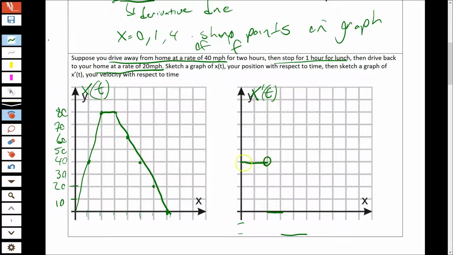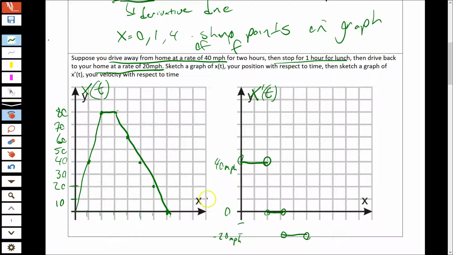And we're going to do the same thing we did before. We're going to do open circles at the end to represent that the derivative does not exist at these sharp points. We have 40 miles per hour, 0, and then negative 20 miles per hour. And then negative just represents that we're going the opposite direction.